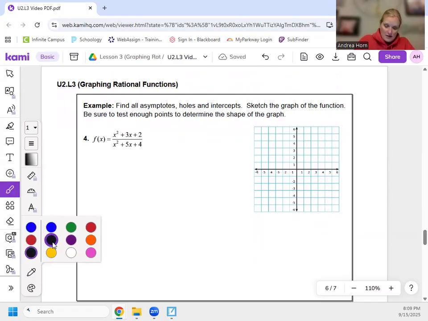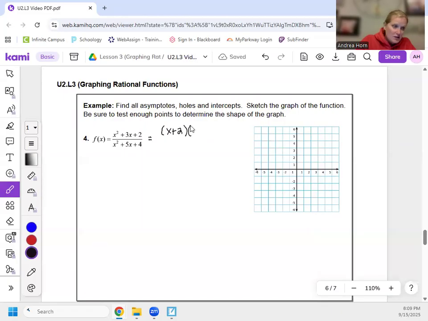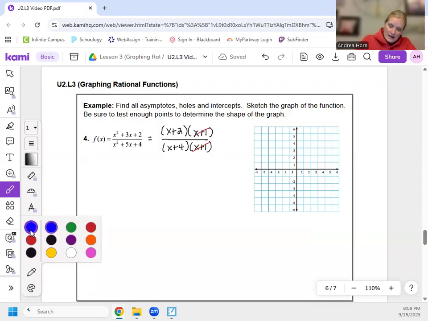Okay, let's go over this one. The first thing we need to do is factor the top and the bottom. The top factors into (x plus 2)(x plus 1). The bottom factors into (x plus 4)(x plus 1). So my x plus 1's cancel, which means I'm going to have a hole. I know that. And now I'm ready to get my key elements.